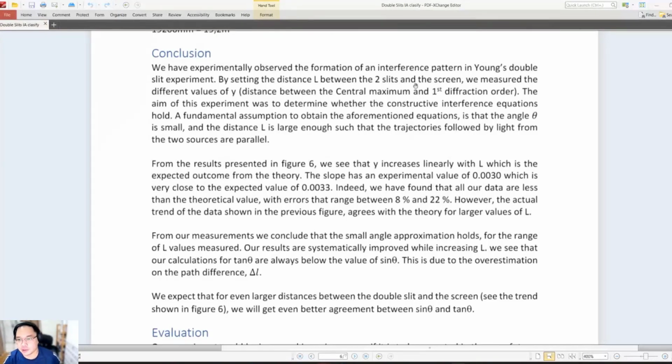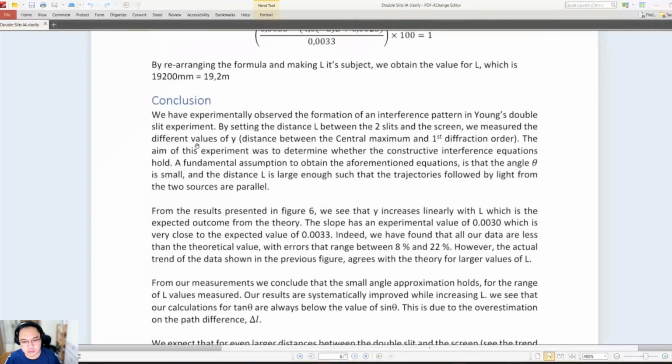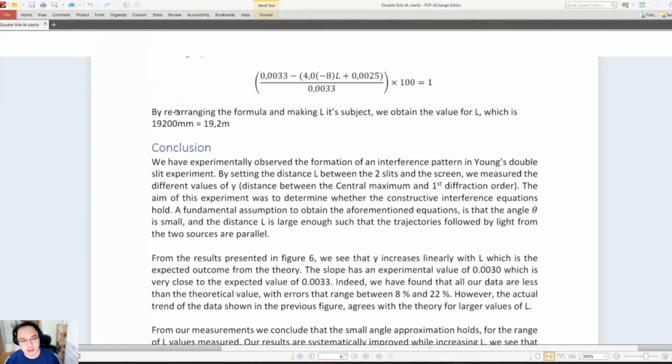Observe the formation of interference pattern. The aim is to determine whether the constructed interference equation holds. The fundamental assumption contained in the fundamental equation is that the angle is small and the distance large enough, so that trajectories followed by lines from the two sources are parallel. Okay. The first paragraph is unnecessary. It just repeated the idea of the introduction.